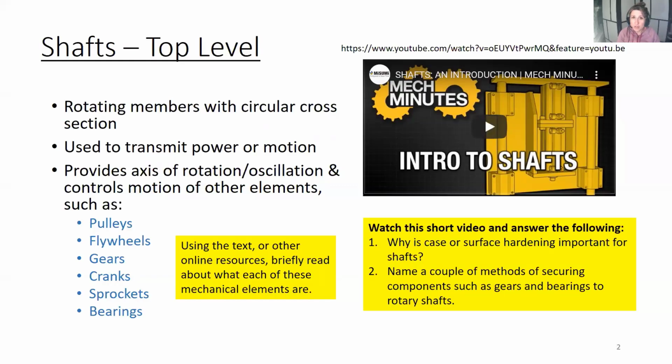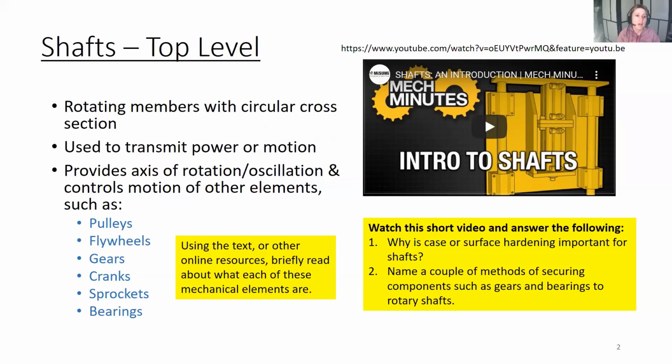So some top level information about shafts. Generally, they are rotating members and they most often have circular cross-section. The circular cross-section prevents warping, so that's why we use a circular cross-section over, say, a square or rectangular cross-section. Usually shafts are used in rotating applications, but you can have linear shafts, and the video will talk about that. They're used to transmit power or motion and provide an axis of rotation or oscillation and control the motion of other elements such as pulleys, flywheels, gears, cranks, sprockets, or bearings.